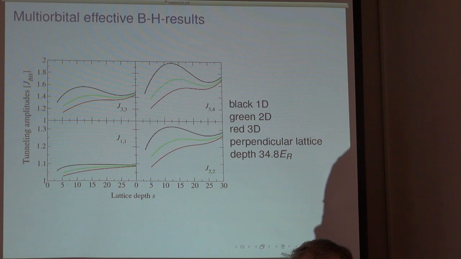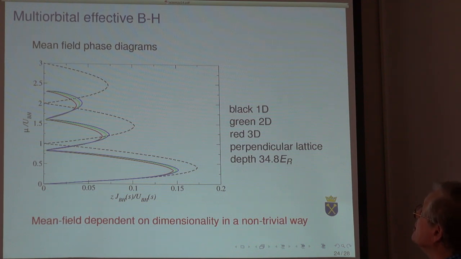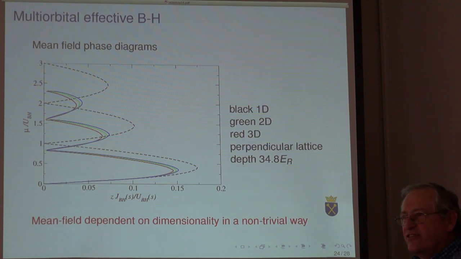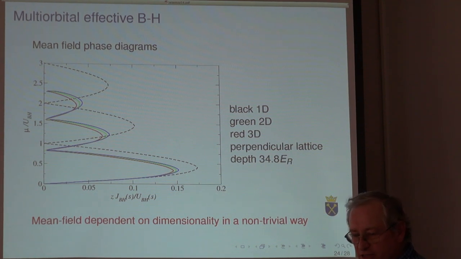You can also calculate how it depends on the tunnelings. I don't have time. This is a funny plot which we got with Mateusz, which is the mean field phase diagram for this Bose-Hubbard. Normally, mean field phase diagrams depend only on the number of neighbors. If you make this standard approach, there is a parameter which counts how many nearest neighbors you have, and then you can rescale from one dimension to two dimensions to three dimensions exactly without any problem. Now, even doing the mean field calculation, we are doing it with a system which has different interactions depending on dimension, because in 1D you have tight binding in perpendicular directions, and then this is difficult.